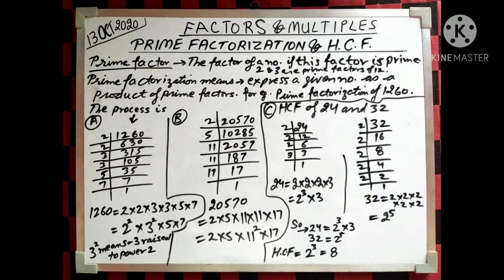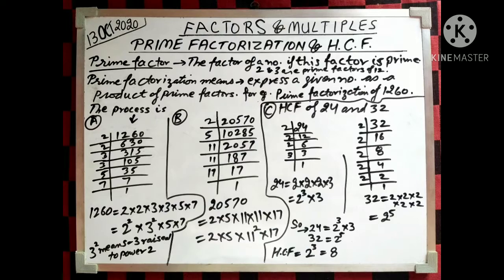Suppose we are asked to find the HCF of two numbers, say 24 and 32. Then we will use the same process, and first we will find the prime factors of 24 and then the prime factors of 32. For 24 we have 2 into 2 into 2 into 3, which means 2 three times, that is 2 cube into 3. Same way for 32, the prime factorization is 2 into 2 into 2 into 2 into 2, that is 2 raised to the power 5.